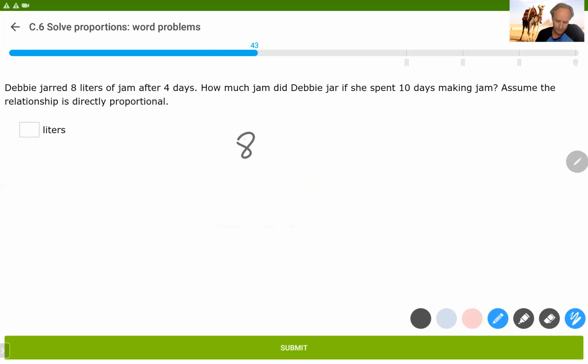8 liters in 4 days. This is an L. And we have 10 days. Now there's no direct multiplication. It's actually 2.5. And I could multiply by 2.5 and get, looks like 20. And this is 2 over 1, and 20 over 10 is the same proportion.